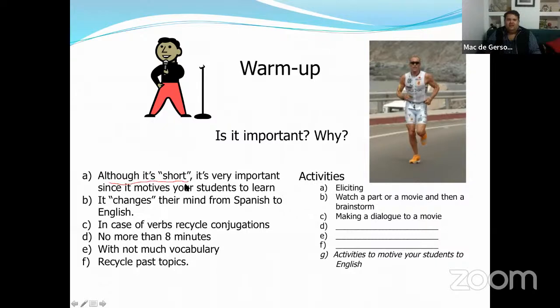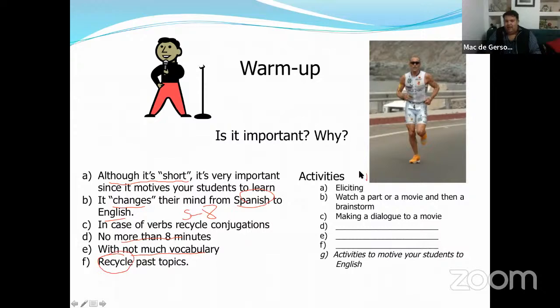It needs to be short. It changes the mind from Spanish to English. No more than 8 minutes. Esto es mucho. Debe ser 5 a 8 minutos. Not much vocabulary and recycled past topics.